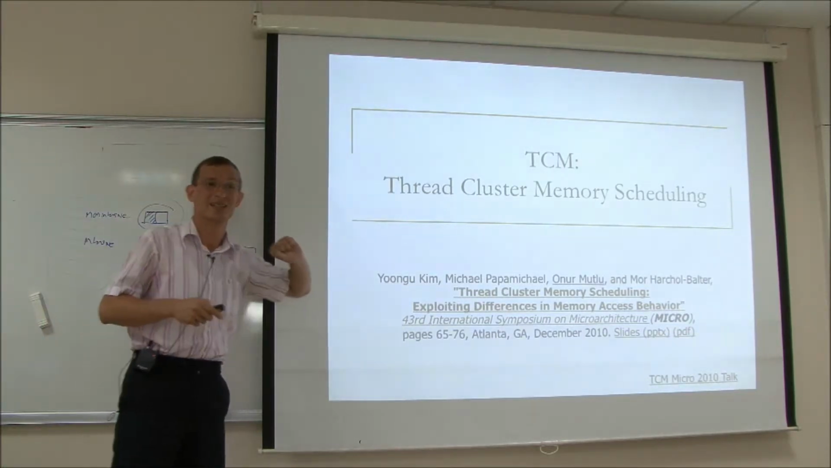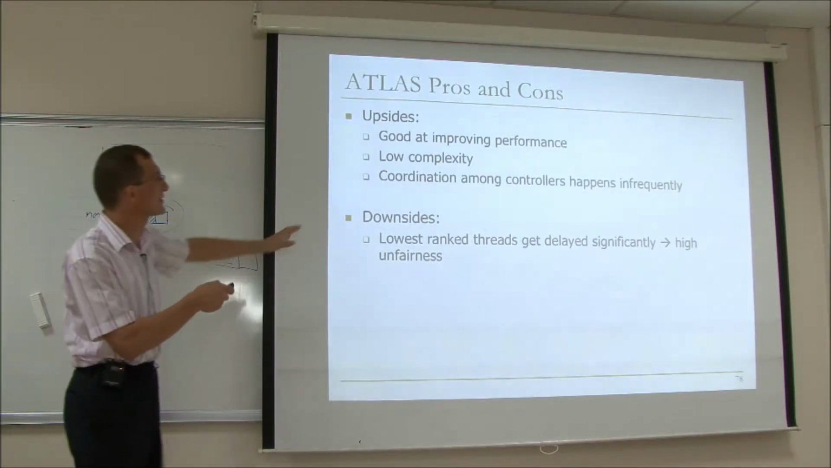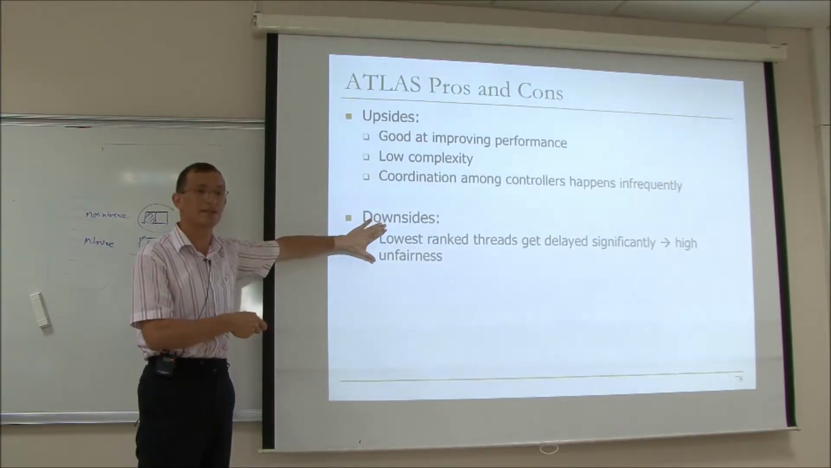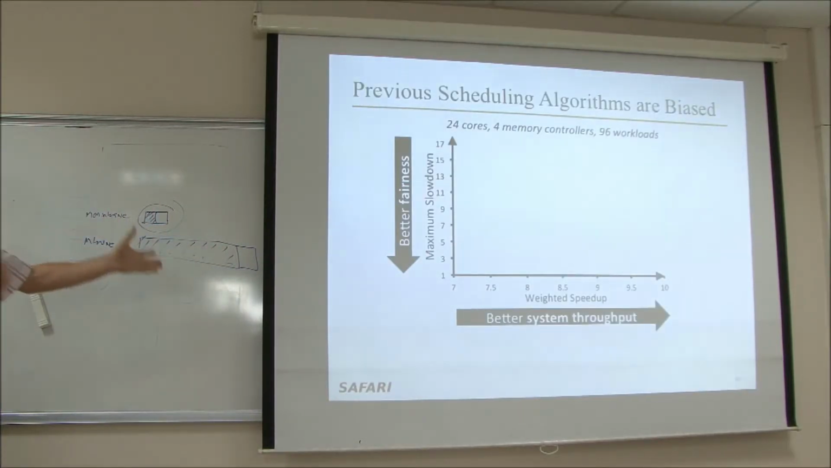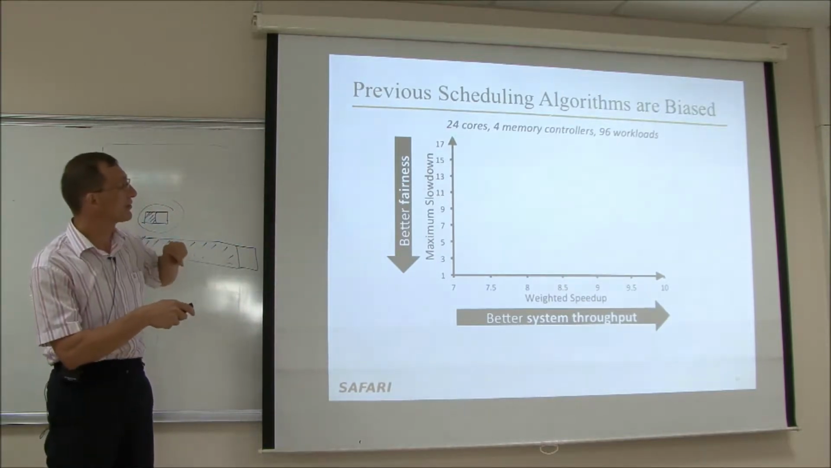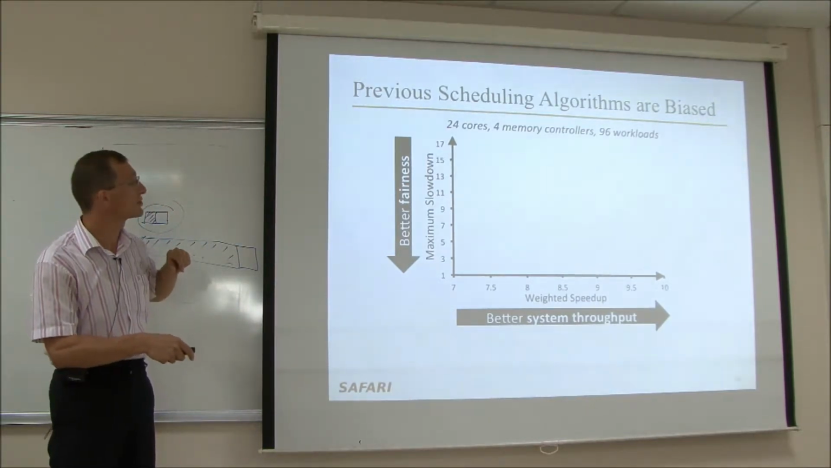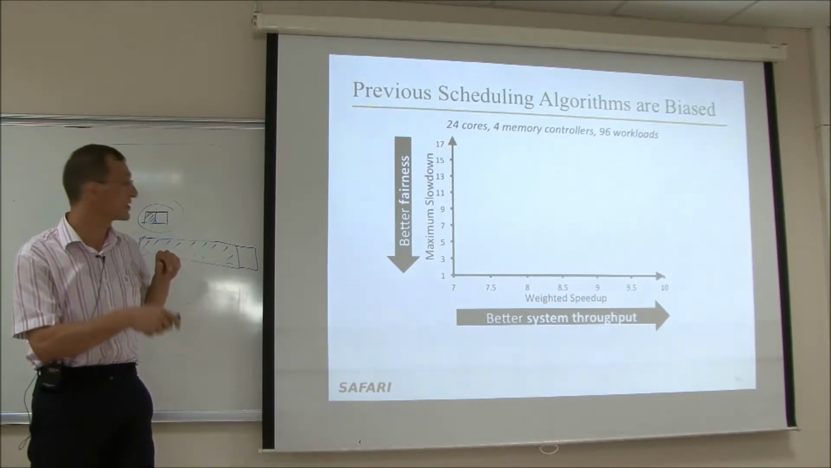So basically, after Atlas, we see that this is good at improving performance, but it's not fair. We'd like to get the best of both worlds. And how do we do that? So let's take a look at what we've studied so far. I'm going to plot the scheduling algorithms based on their system throughput across 96 workloads in a 24-core system with 4 memory controllers. System throughput is this way. It becomes better to the right.